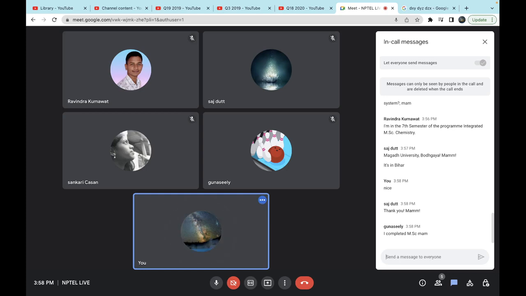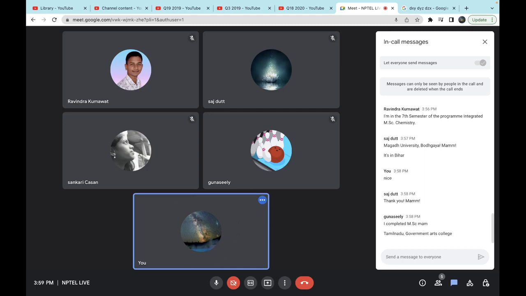Okay, most of you, it's a 50-50, yeah. Two of you have completed masters. So from where have you completed your master, Gunasli? Also, I am very curious to know how you guys know about this GATE portal. Okay, nice.